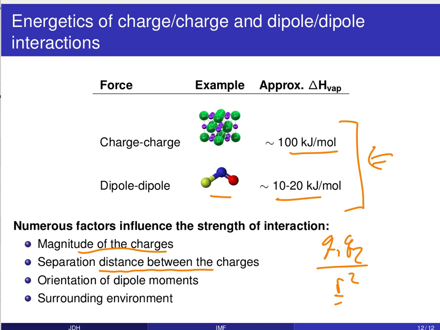And of course, the orientation of dipole moments is going to be important. In fact, if we have dipole moments that are head-on, but with the negative charges together, you'd actually get a repulsive interaction. So molecules are going to preferentially orient themselves to have favorable attractive forces between their dipole moments. And then other factors even beyond that come into play. For example, the surrounding environment: the electrical properties of the medium in which the charges or dipoles are found can have a very significant impact on the strength of interactions.